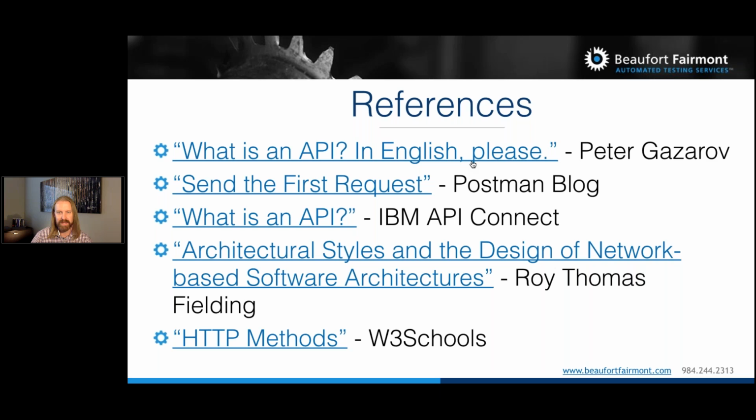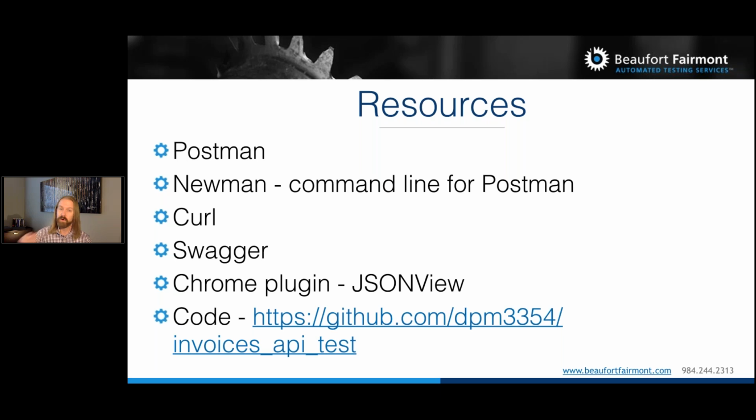What is an API in English, please? That was a nice little blog post. Here's something about how you get started with Postman, the first request. What is an API? I mentioned IBM API Connect and the wonderful resources from there. The resources that we use for Postman, we didn't use Newman, but I talked about it. This is the command line tool for Postman. Curl is one of the tools we use. Swagger was the documentation tool that I mentioned.